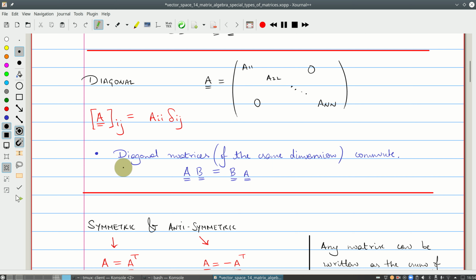Now once again, I'd like to remind you, it's in one of the earlier tutorials, that diagonal matrices of the same dimension commute. That is, if A and B are diagonal matrices both of dimension n by n, then A times B is equal to B times A.